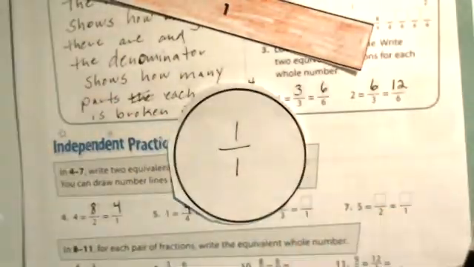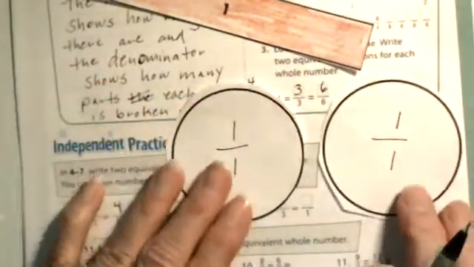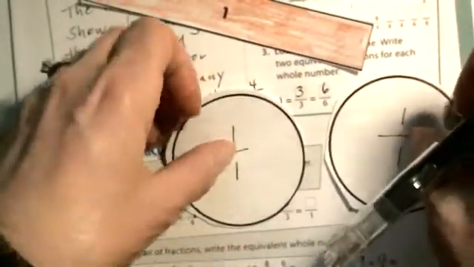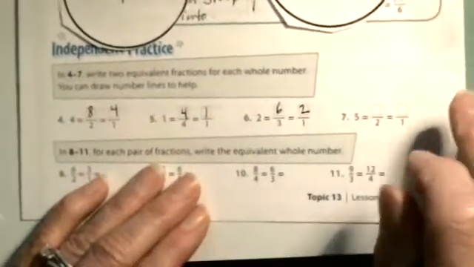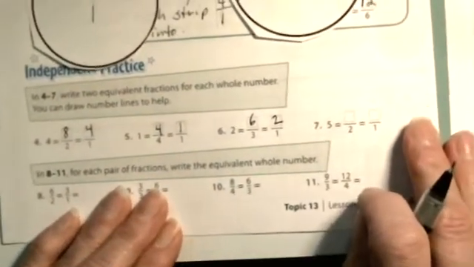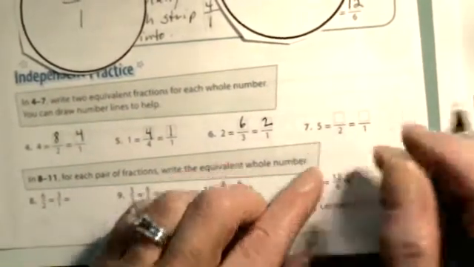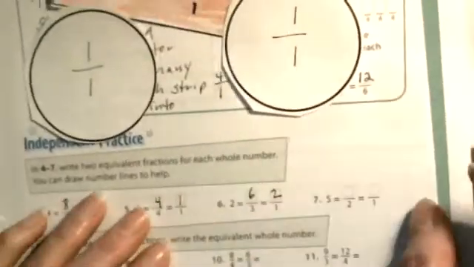2 wholes. What is that over 1? It's 1 and 2 ones. It's 2 wholes broken up into 1 piece. 5. I don't have 5 wholes.